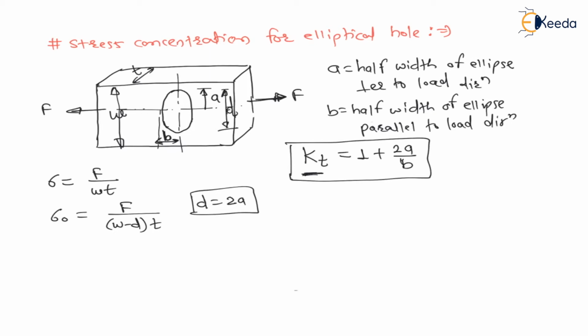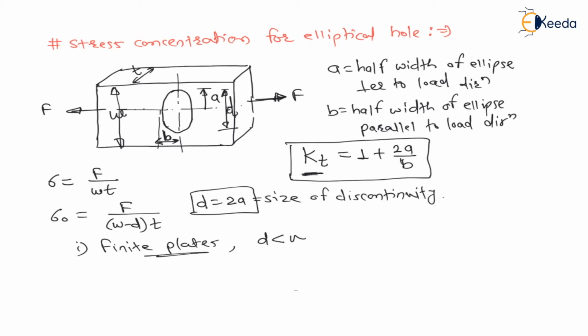Now the size of discontinuity, it is called size of discontinuity, perpendicular to the load. It is perpendicular to the load, right? Now for a finite plate, let us say number one, if the plate is finite, this D is always less than W. Definitely this D is always less than W. Therefore this stress, sigma, is always less than nominal stress, sigma naught.